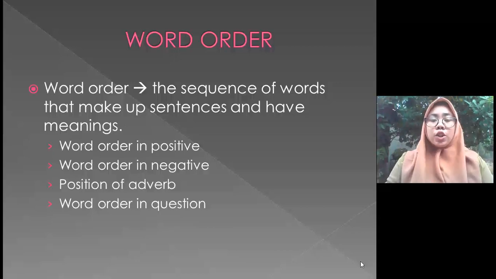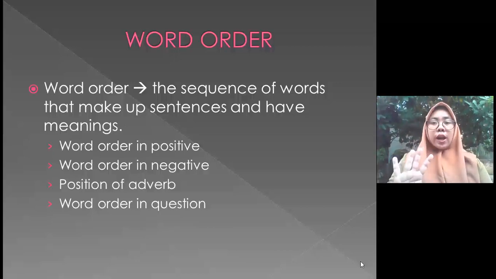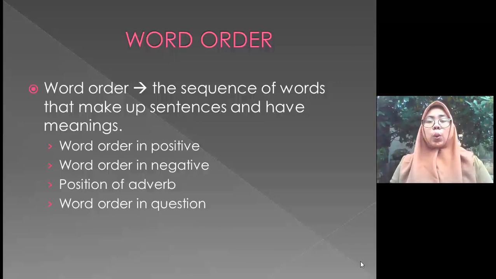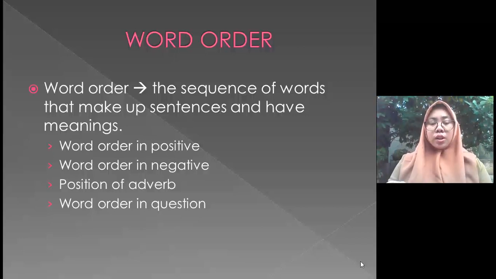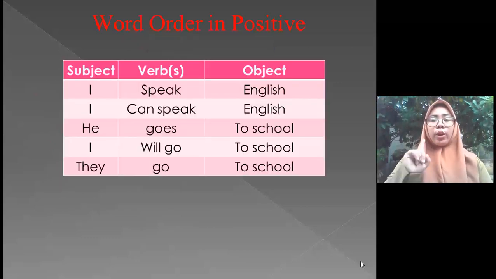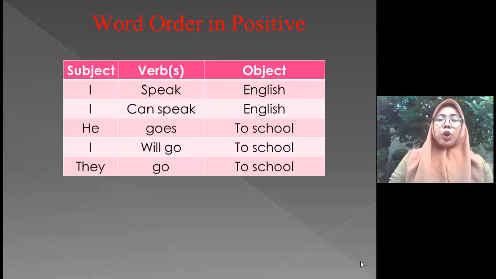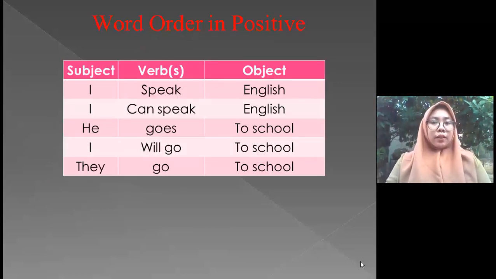And related to word order, there are four types. The first is the positive one, the second is the negative one, the third is the position of adverb, and the fourth, the last, is word order in the question. Okay, let's check one by one. The first, we talk about the word order in the positive.